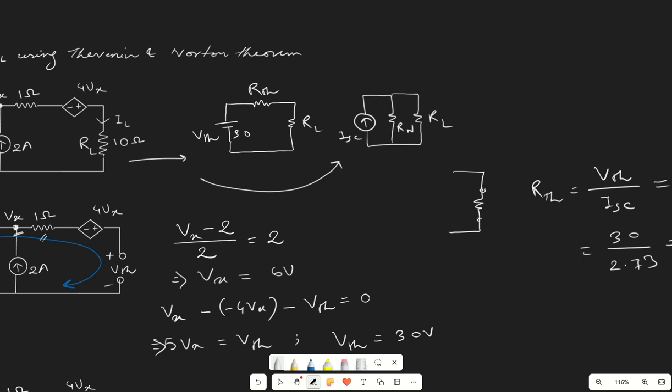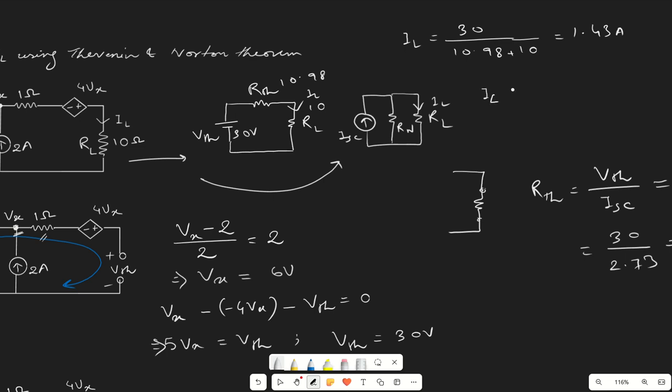So now if you put this in the Thevenin circuit, we had obtained VTH as 30 volt and RTH as 10.98, and this was our 10. So the value of current IL is 30 divided by 10.98 plus 10, which will come out to be 1.43 ampere.